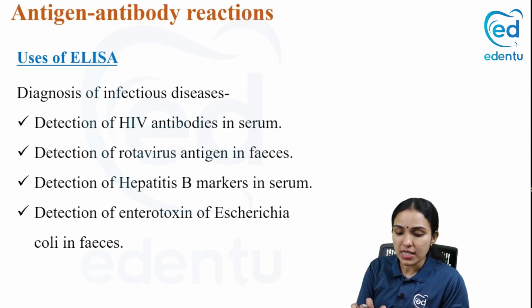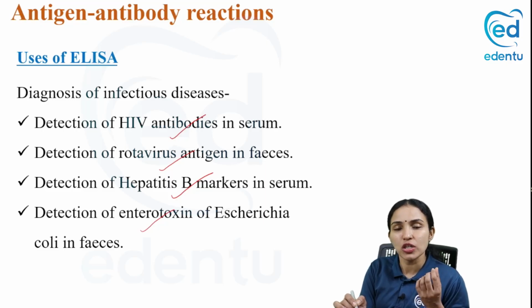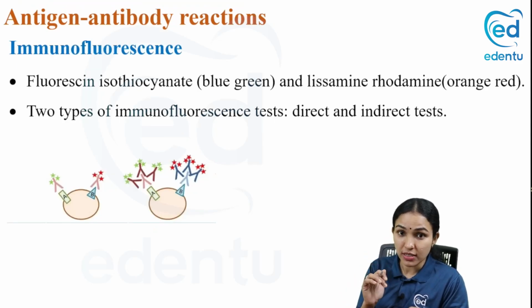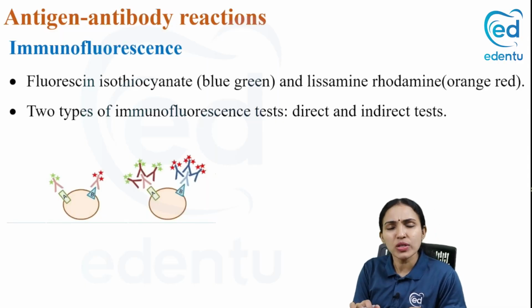And what are the uses of ELISA? It's used for diagnosis of infectious disease. I told you, for detection of HIV antibodies, for detection of hepatitis B markers, not only antigens, also antibody. Rotavirus, which is a virus which causes diarrhea. So to detect rotavirus antigen in feces. For detection of enterotoxin of E. coli in feces. So for detection of toxins, detection of antigens, antibodies, for all the diagnostic purposes, we have ELISA as the major test. So ELISA is the most important test which we use for diagnosis of various diseases.